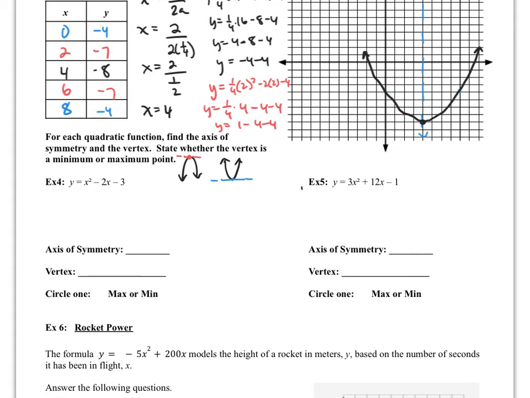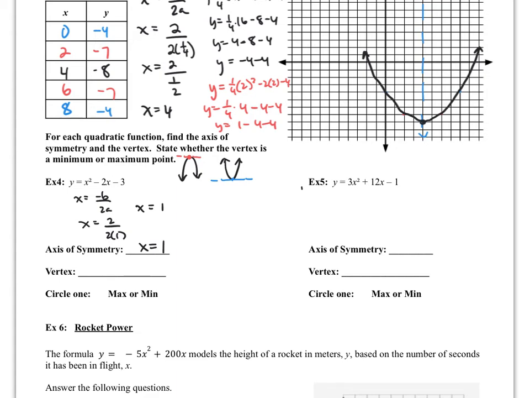So to find our axis of symmetry, we still use that same formula, x equals opposite b over 2a. In this case, b is negative 2, so opposite b is 2, over, in this case, my a value is 1. So 2 times 1, and this would give me x equals 2 over 2, which is 1. So my axis of symmetry is x equals 1.